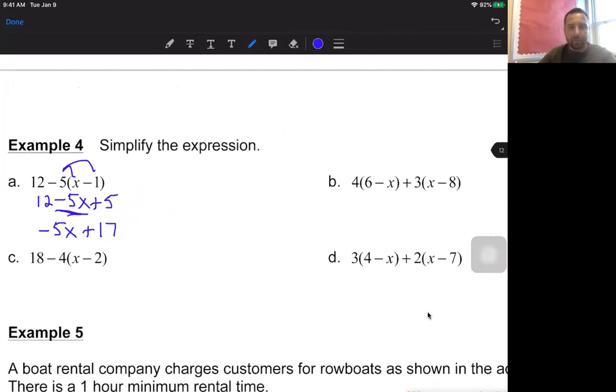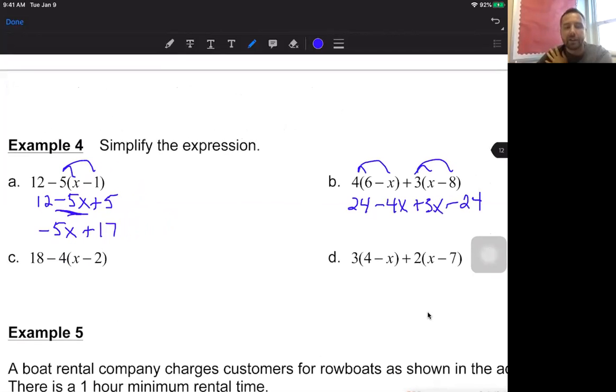So I'll go over to part B. We're going to have two areas where we distribute. We're going to distribute the 4, and then we're also going to distribute the 3. 4 times 6, 24. 4 times negative x gives us negative 4x. 3 times x gives us a positive 3x. And lastly, 3 times negative 8 gives us a negative 24.